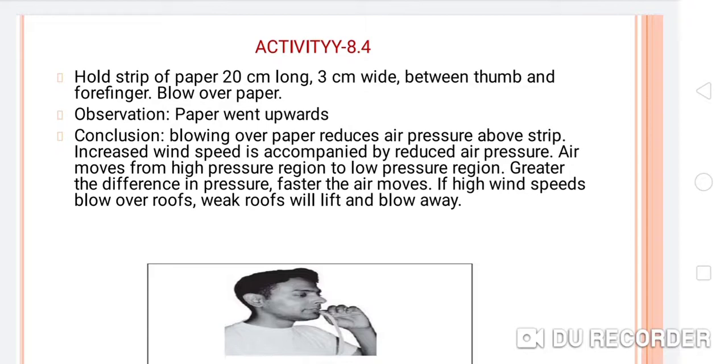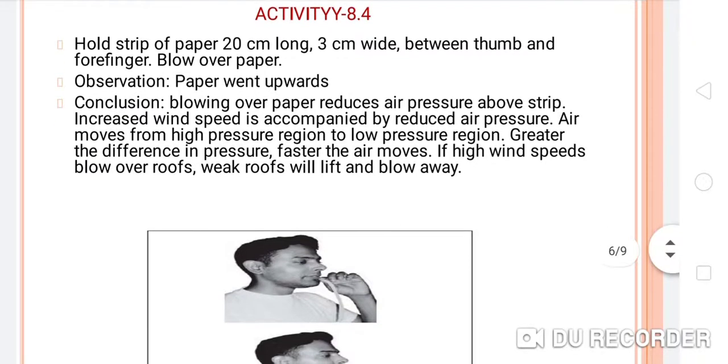Now let's see, students, what will be the observation. The paper went upwards. Why? Let's see, students, what will be the conclusion. Blowing over the paper reduces air pressure above the strip. Increased wind speed is accompanied by reduced air pressure. Air moves from a high pressure region to a low pressure region. So the greater the difference in pressure, the faster the air moves.